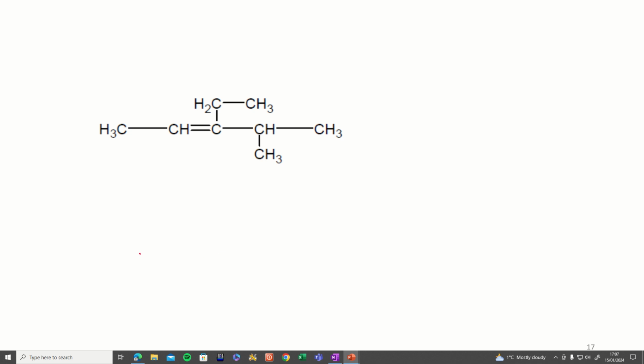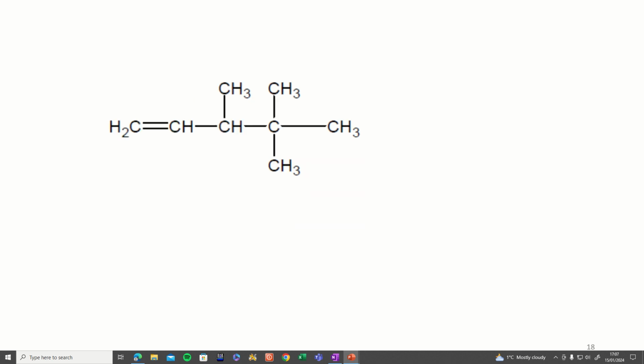Okay, this one we have 5 again. Okay, we have a double bond between 2 and 3, so we do our double bond there. Okay, we have an ethyl group on 3, so we go. Okay, and we have a methyl group on 4.